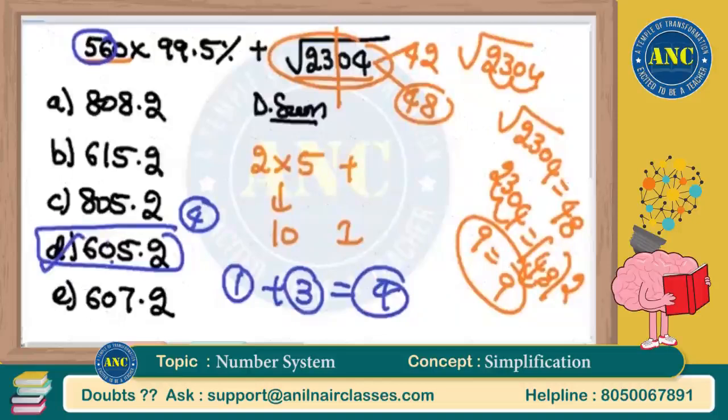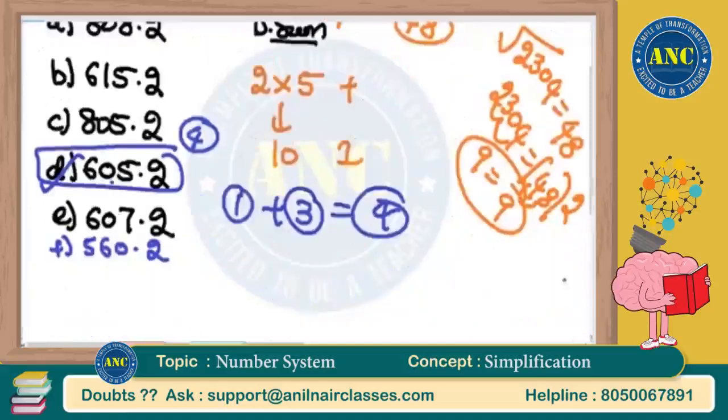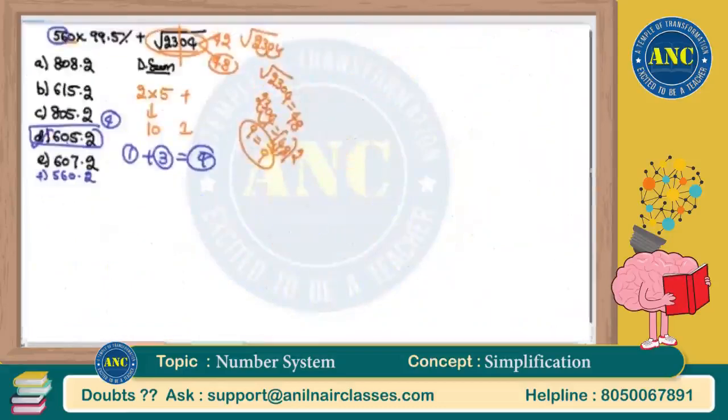If more than one answer option has the same digital sum. Suppose the question is 560.2. A smart student can ask me, what if it is 560.2? It cannot be the right answer because common sense should tell you, right?